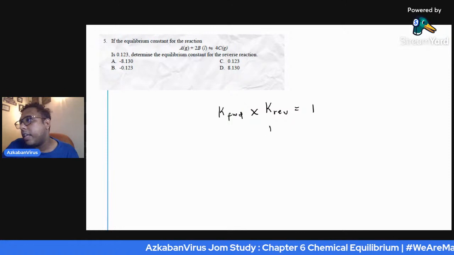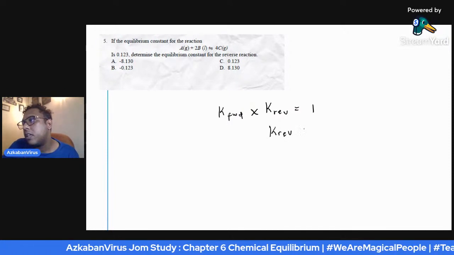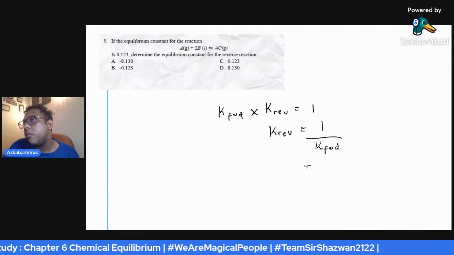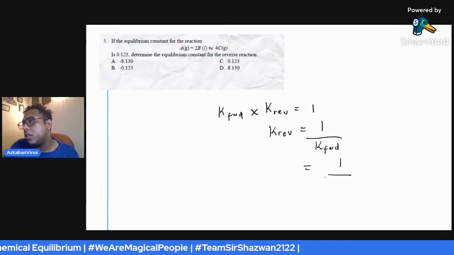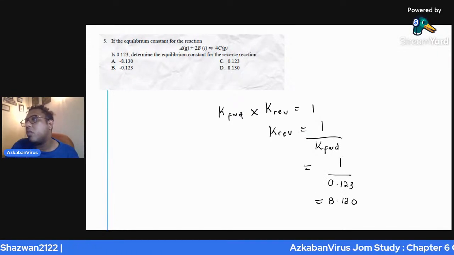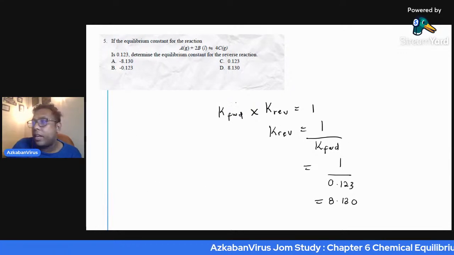So, dia cari K reverse kan? K reverse is equal to 1 over K forward, which is 1 over 0.123, which is equal to 8.130. So, jawapan dia adalah D.